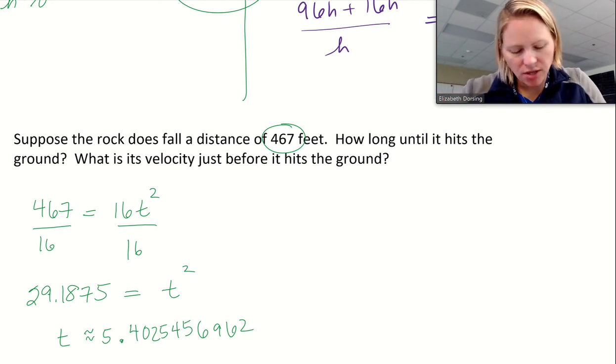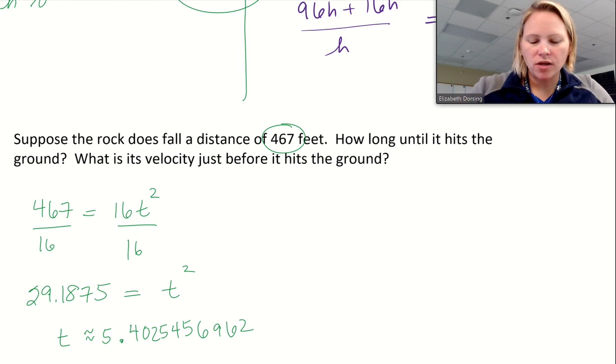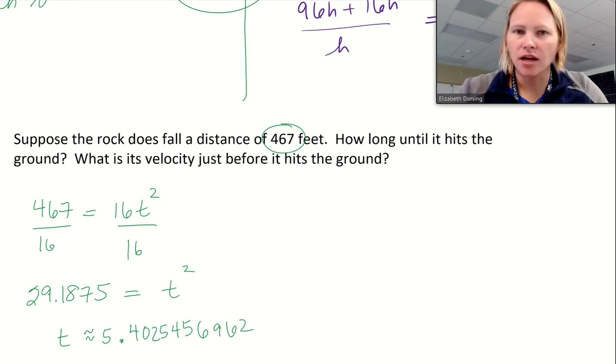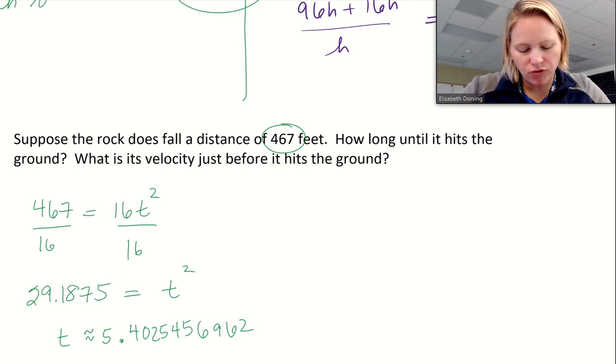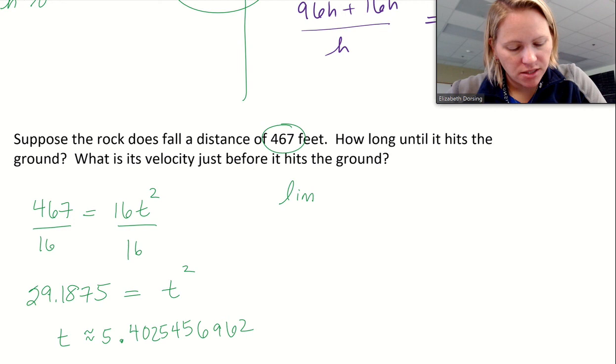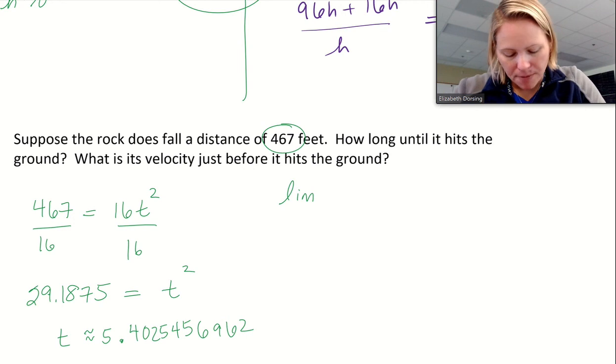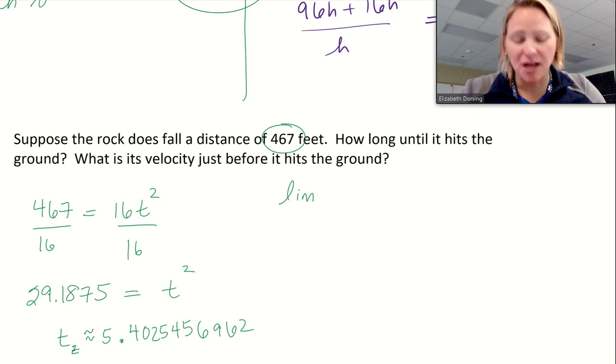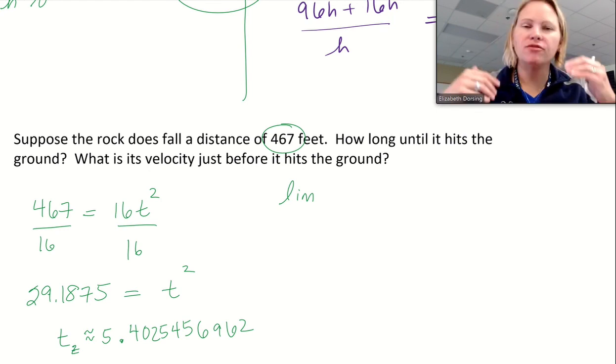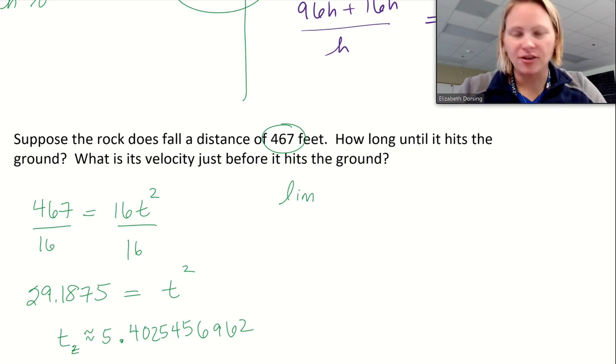So here's the time that it takes. I want to know what its velocity is at this time. So I need to find the instantaneous velocity at 5.4025456962 seconds. We're going to use that limit notation. I'm going to call this t and give it a subscript, z, because z is the last letter of the alphabet. If you define your variable, you don't have to write that letter over and over again.